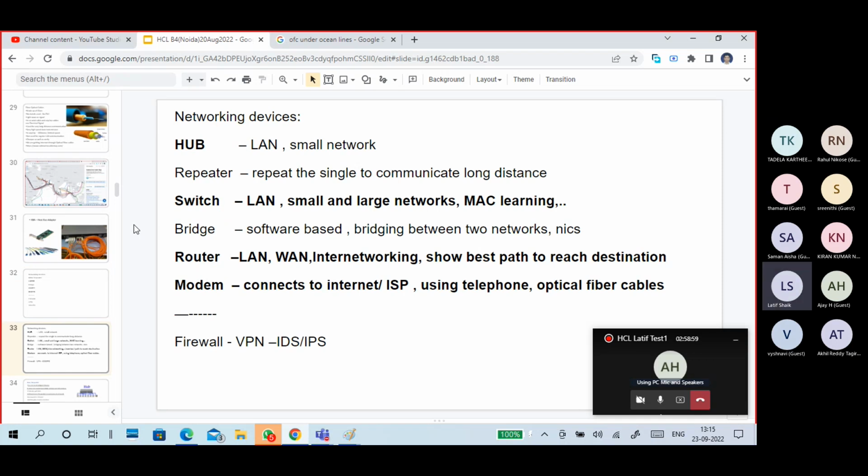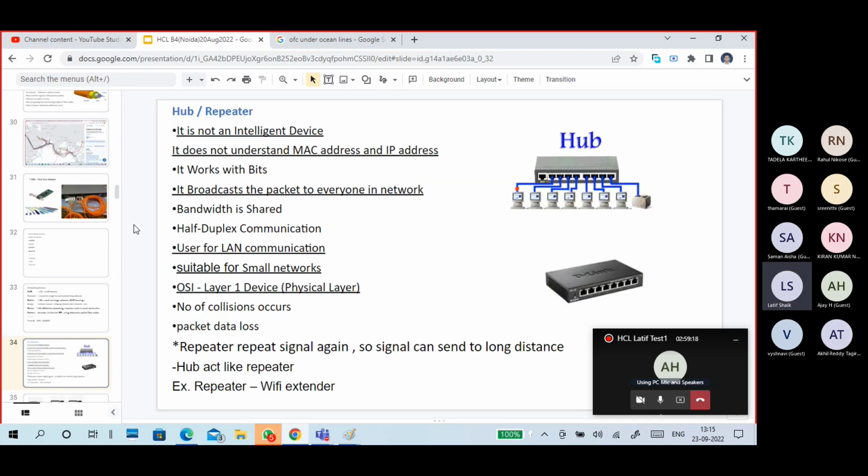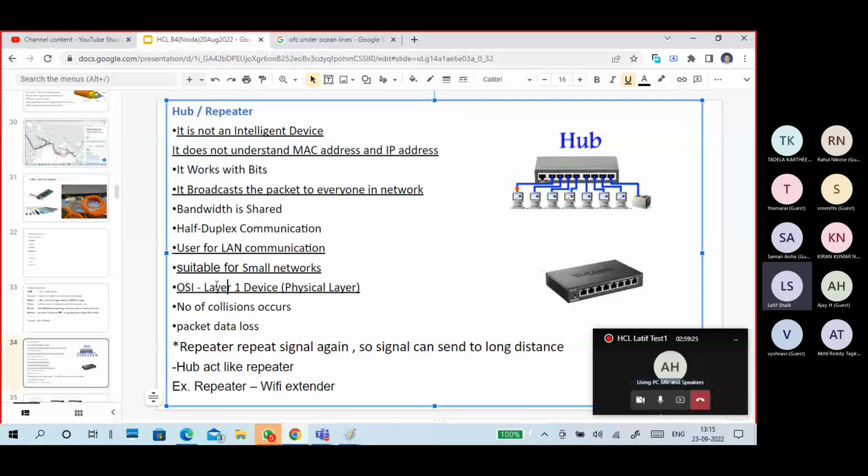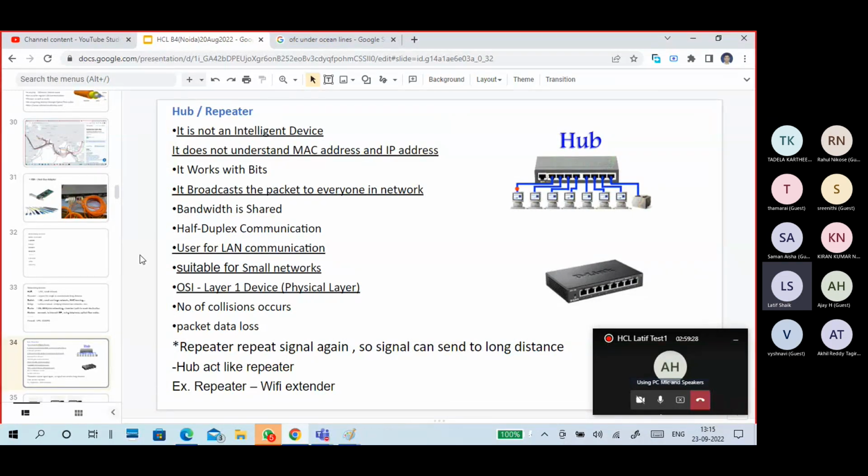Guys, here it is. We use different networking devices in the network. Hubs, switches, routers, modems. These four devices are very important devices used in the network. Hub. What is this hub? It is a small device. As per the OSI layers, it is a layer 1 device, meaning a physical layer device. Hub is suitable for LAN communications and small network communications.